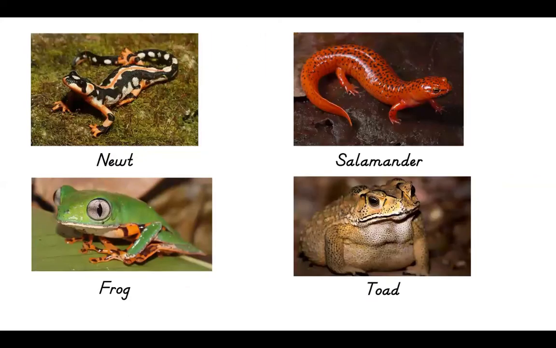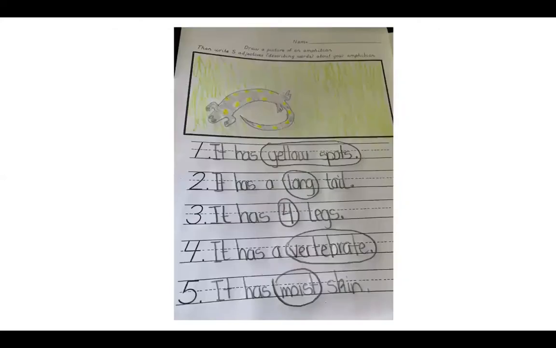Now, here are some examples of amphibians. A newt, and there are so many different colors and sizes of newts and all of these amphibians. And then there's a salamander, a frog, and a toad. If you would like, you can use one of these pictures for your adjective amphibian activity that you're going to do. So here's what you're going to do.